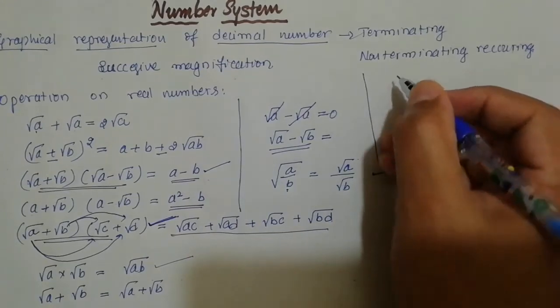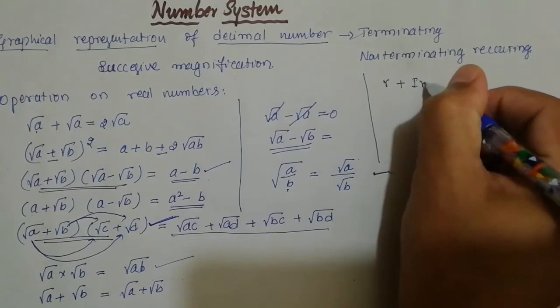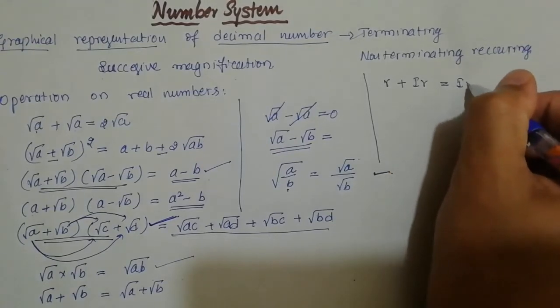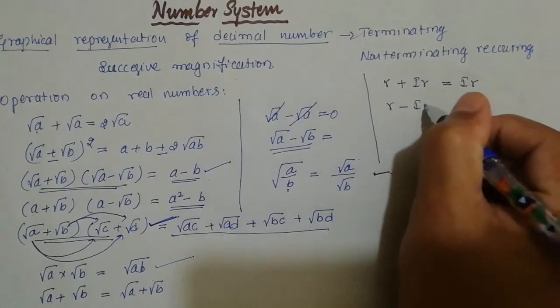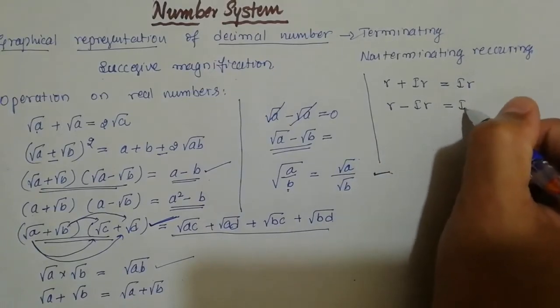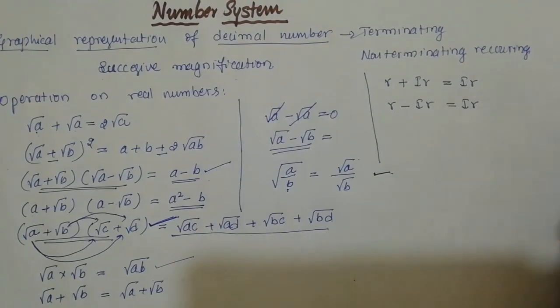Remember this one, this is very important. Rational number plus an irrational number, the result is always irrational. Okay, and also rational number minus irrational number, the answer is again an irrational number. Remember this one. Okay, rational plus irrational, it is actually what, an irrational number. Rational minus irrational number, it is always what, an irrational number.